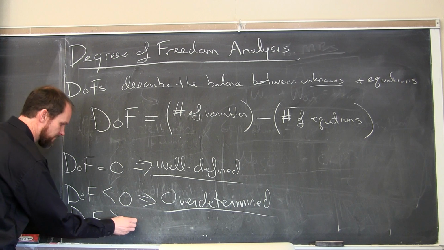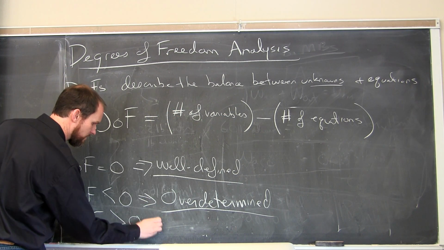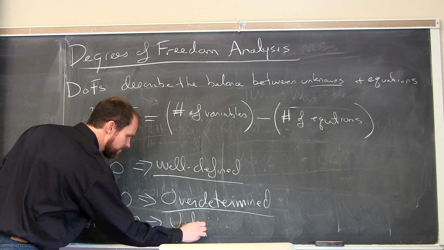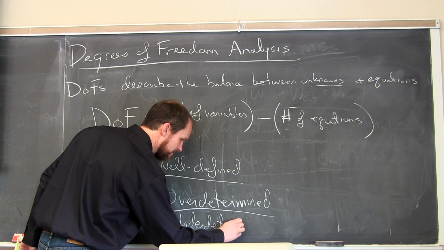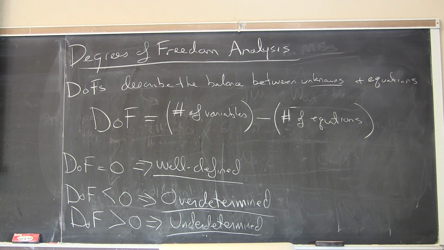Okay, the other thing we'd have is degrees of freedom greater than 0, meaning we have more variables than equations. We call this an underdetermined system. And I think this is the one that actually happens much more often in engineering. We're trying to solve a problem, we know some things, but we don't know a lot. This happens in our research a whole bunch.